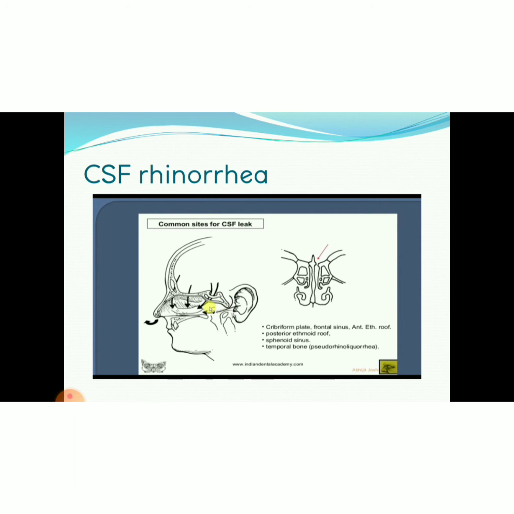In fracture of temporal bone, the CSF reaches the middle ear. It will first reach the middle ear and then escape through the eustachian tube into the nose. Then it is called CSF otorhinorrhea. Basically it is from the middle ear to the nasal cavity, and it will come out through the nose. So that is CSF rhinorrhea. You just have to know that there is a condition called CSF rhinorrhea and the common sites for CSF leak.